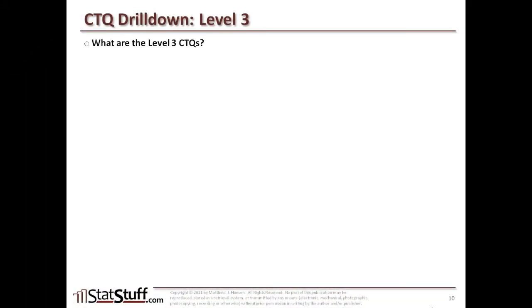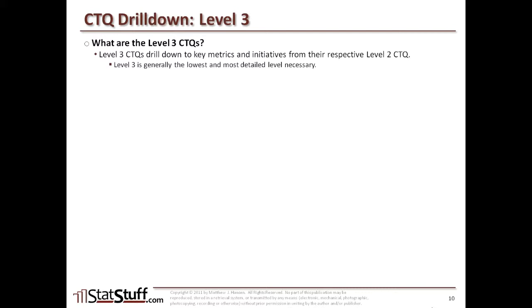Finally, let's go one layer deeper by reviewing the level 3 CTQs of each of those level 2 CTQs in this drill down. All right, so what are the level 3 CTQs? Basically, these drill down to any key metrics or initiatives that roll up to their respective level 2 CTQs. At level 3, they're generally going to be at the lowest and most detailed level that's even necessary to go. And they're also going to probably vary across different departments within the same organization. It's very common for one department to have their own set of level 3 CTQs compared to another department that has a completely different set of level 3 CTQs.